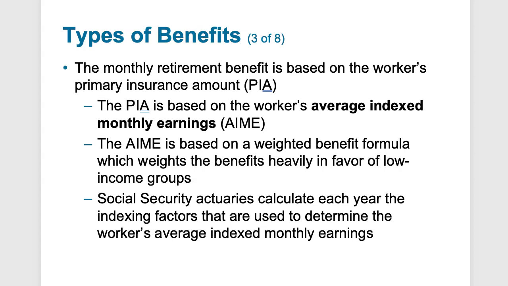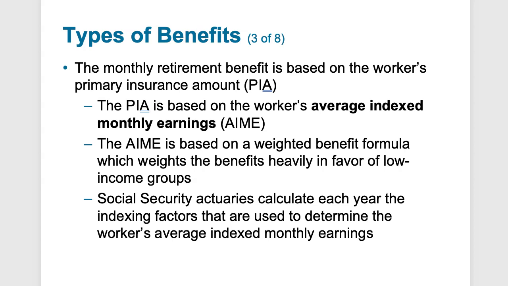Okay, so let's talk about types of benefits. There's the monthly retirement benefit based on the worker's primary insurance amount, or what we call a PIA. This is indexed to average monthly earnings. It's basically a weighted average formula that looks at how much you've earned over your lifetime, takes the 40 largest working years, and comes up with a formula to figure out how much Social Security benefit you're going to receive. Now, people who pay the most into Social Security are going to receive proportionally a smaller amount than people who pay less into Social Security.